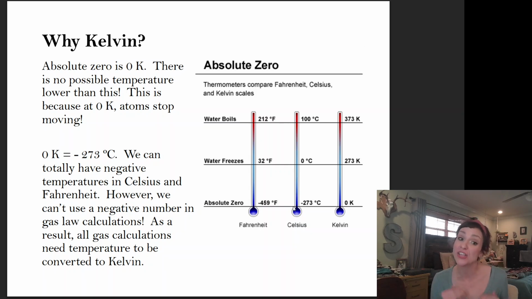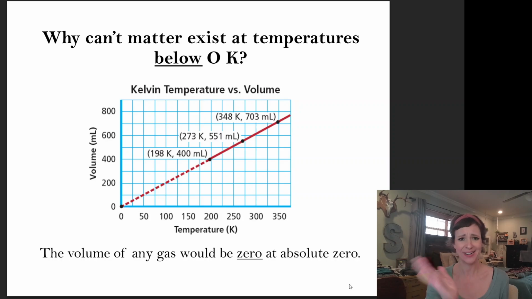But we cannot use negative numbers in gas law calculations, okay? The math will not work out the way we want it to. So as a result, all gas law calculations need to have their temperature converted to Kelvin. That way I will always have a number that has a positive value and the math will work out, which is good. So Kelvin, Kelvin, Kelvin. And here, this is kind of interesting.